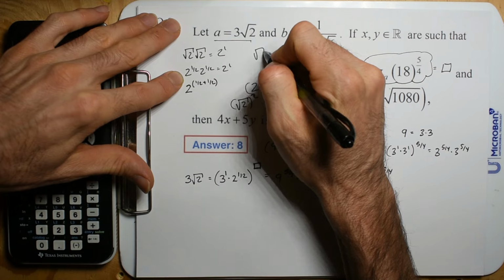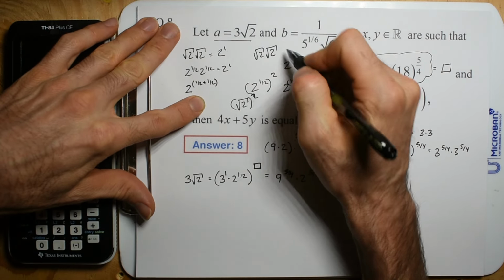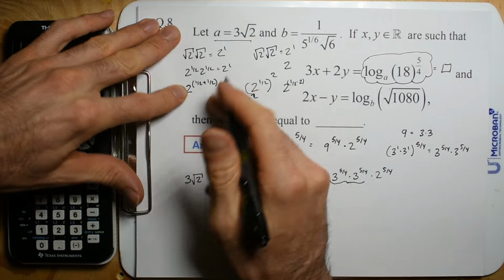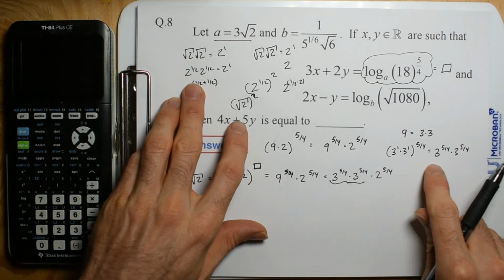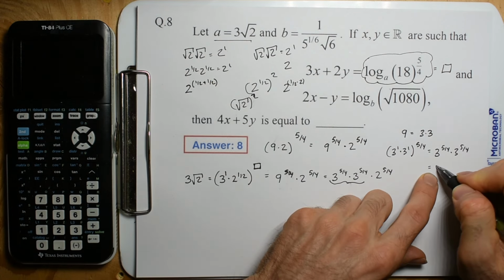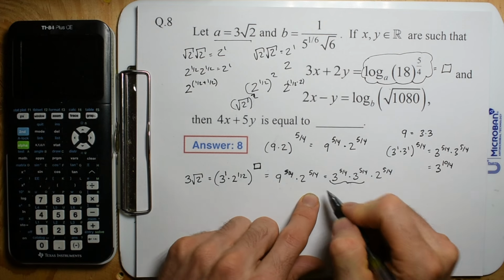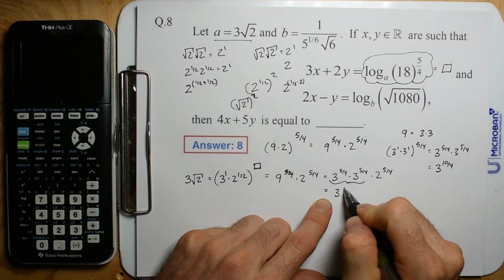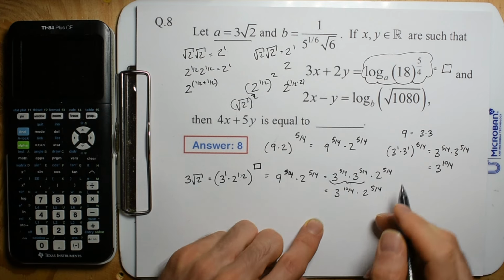If we have the square root of 2 times the square root of 2, that's going to be equal to 2 to the 1, and you can easily see this from the exponents. So here we have 3 to the 5/4 times 3 to the 5/4. This is just going to be 3 to the 10/4. So let's throw that in. So we have 3 to the 10/4 times 2 to the 5/4.